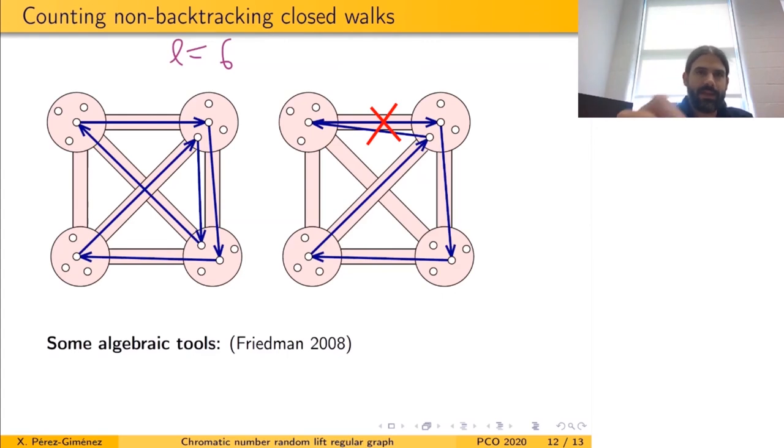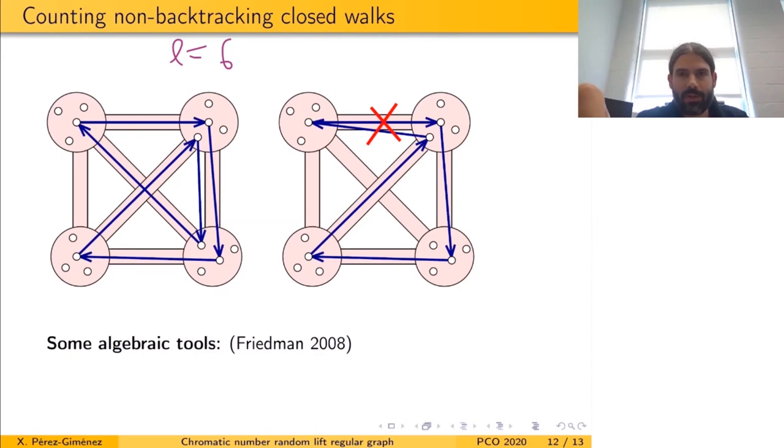If you orient these cycles and then forget about the individual vertices of the lift and look at the base graph, you can think of this cycle as a non-backtracking closed walk in the base graph. If I just look at the fibers I'm visiting, this is a closed walk, but it's non-backtracking. By non-backtracking, I mean that I can revisit. Here I'm revisiting this fiber and this fiber, but I cannot take a sharp U-turn. So this is a sharp U-turn in a non-backtracking walk.